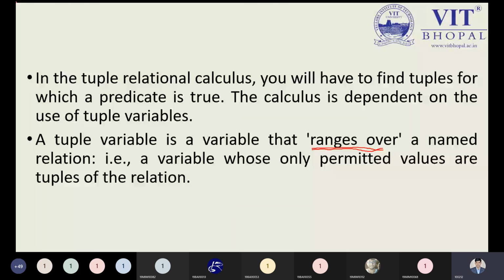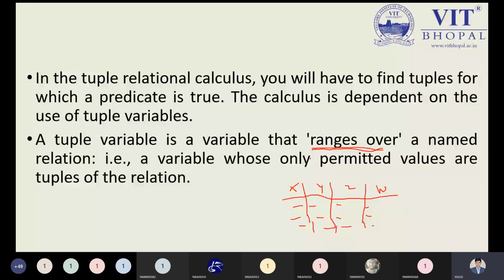Okay, so a tuple variable is a variable that ranges over a named relation, that is, a variable whose only permitted values are tuples of the relation. It defines that in a relation we have the x column, y column, z column, and w column. From these columns we have some values like over here. So ranges over is defining this point. From this list of tuples, we put the condition in the form of Q(t), or any symbol. So we are applying a predicate on the set of tuples, and we get a selected list of tuples that follows our condition. So we get limited information. This defines the range over.